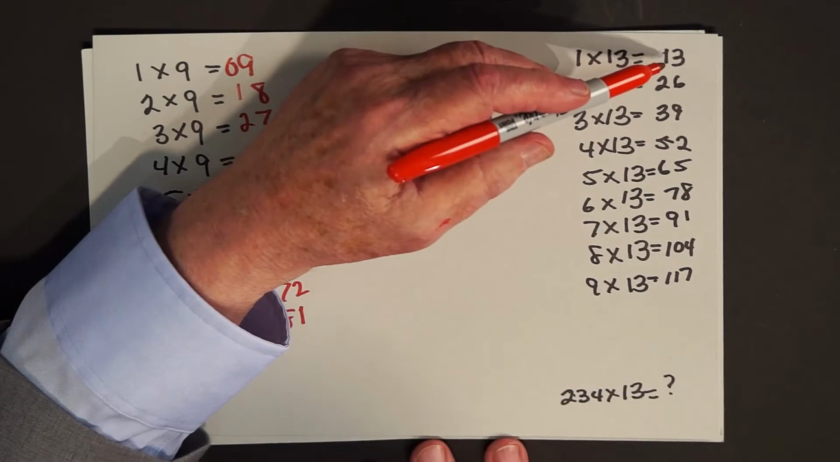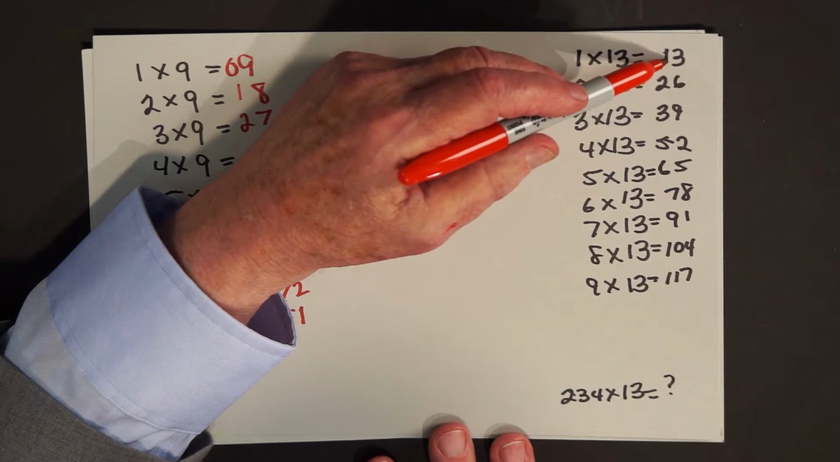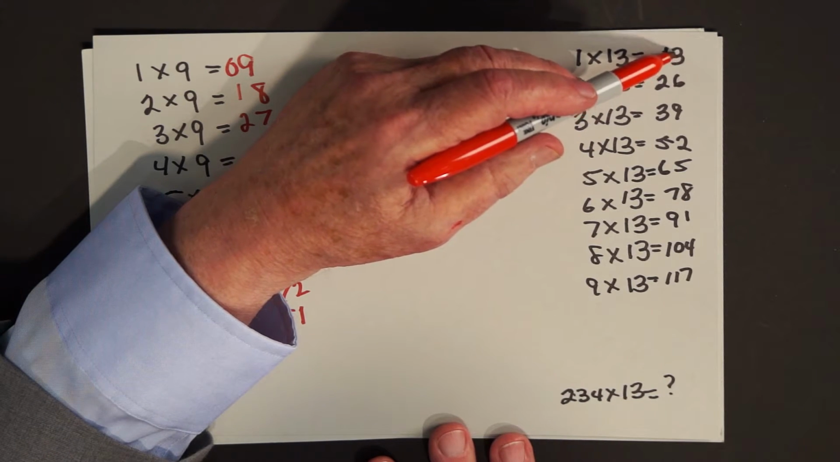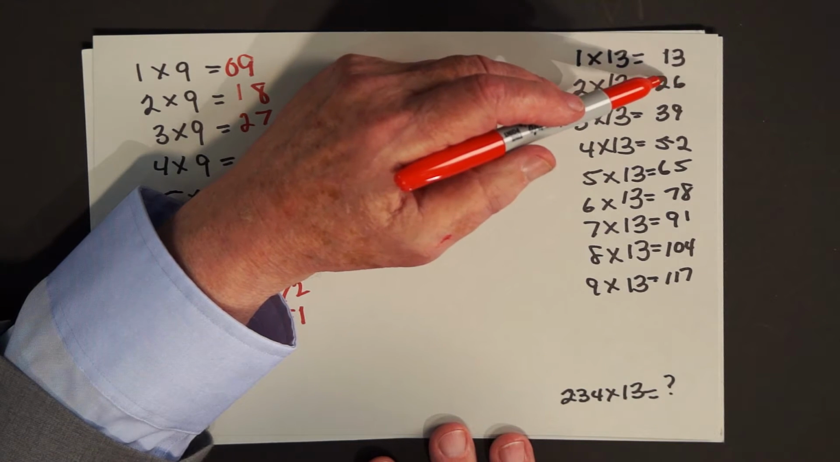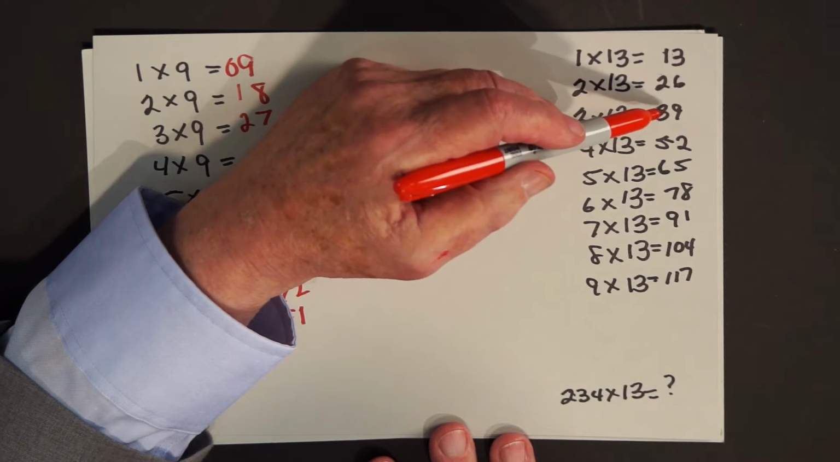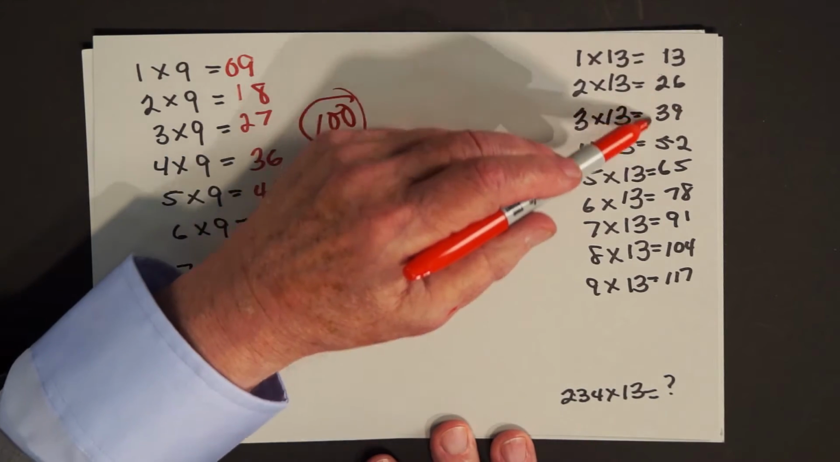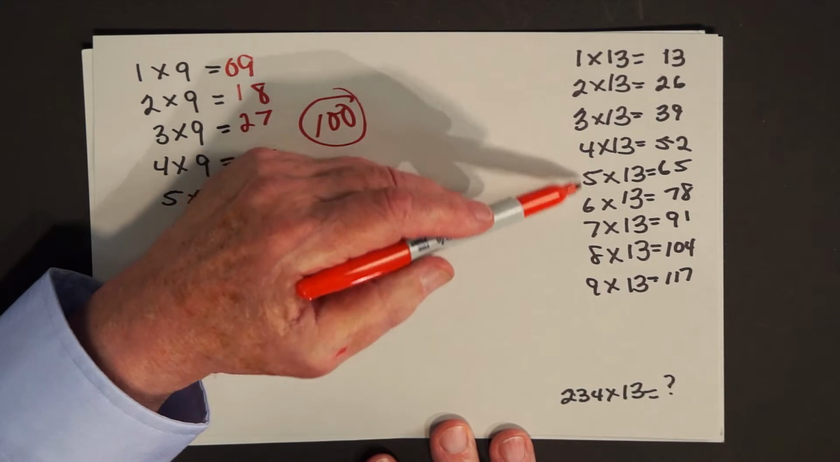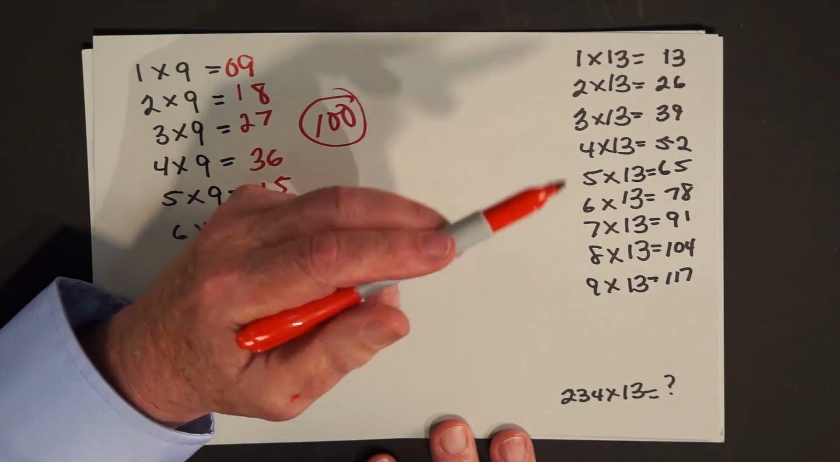Let's try it with the 13 table. 13 and 10 is 23, and 3 is 26. 26 and 10 is 36, and 3 is 39. 39 and 10 is 49, and 3 is 52. And we can keep on going this way, get through as many as to the 9. 9 times 13 is 117.